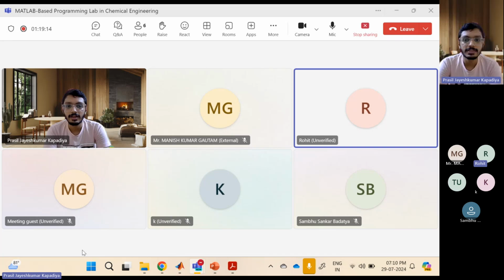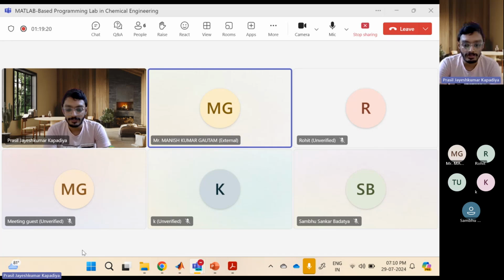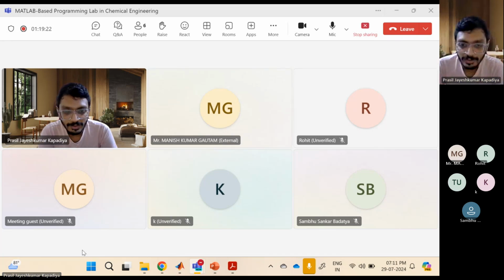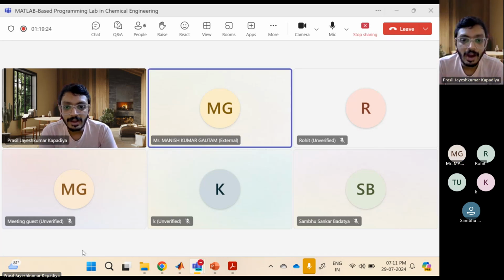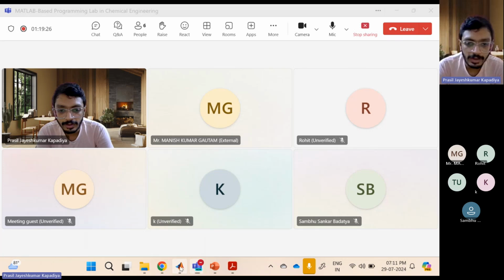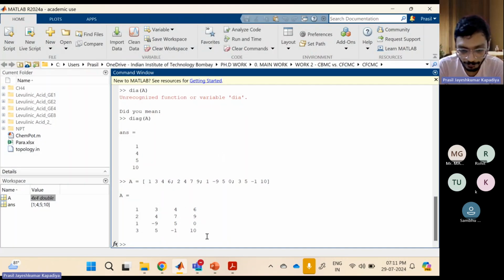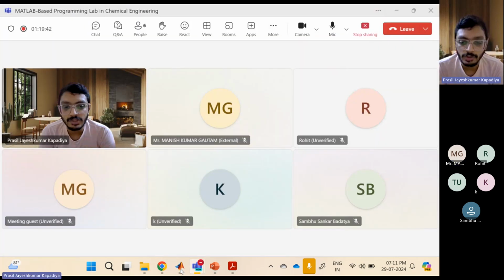Manish, do you know how I can get all elements of this last column? Only the last column, the whole fourth column. Okay, I will teach you how to do it.